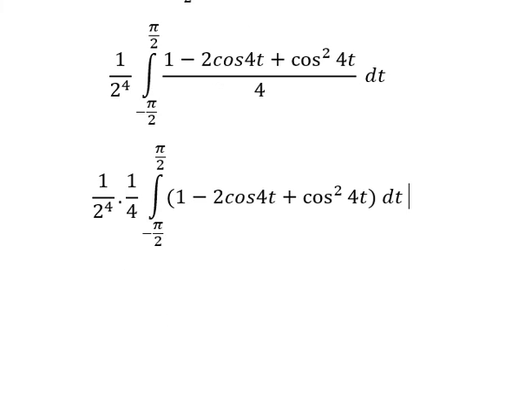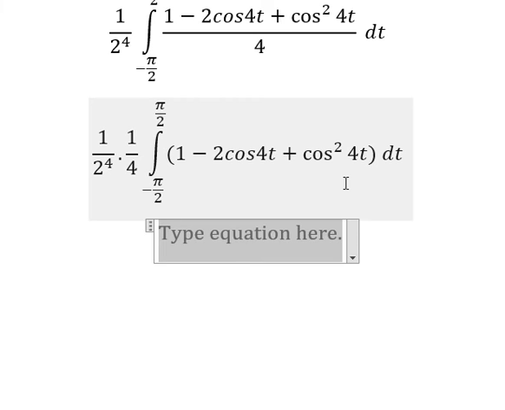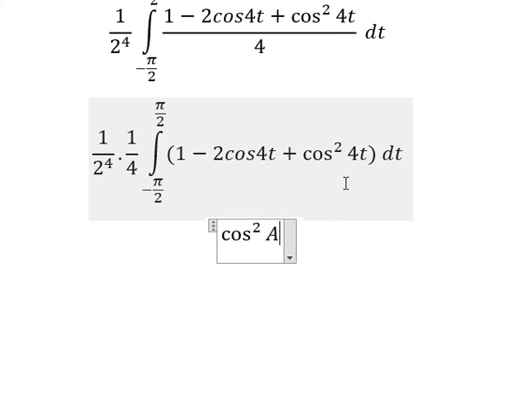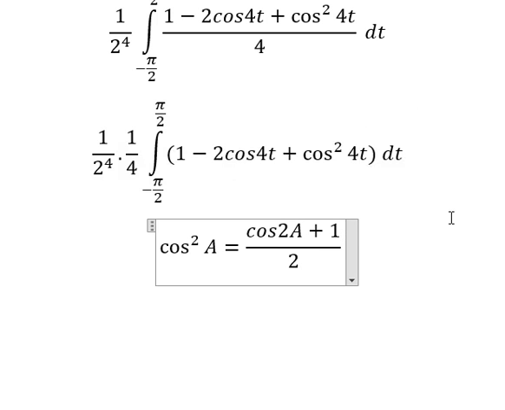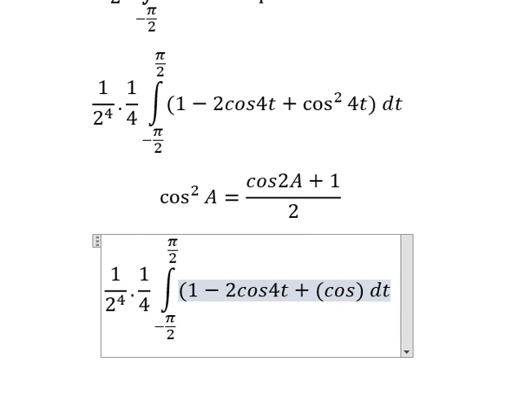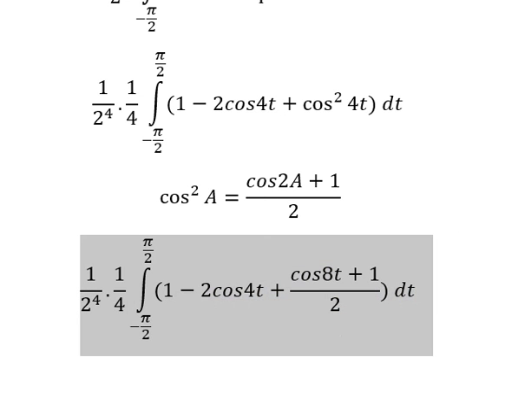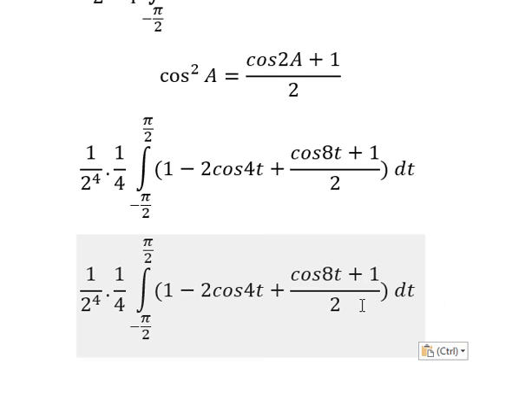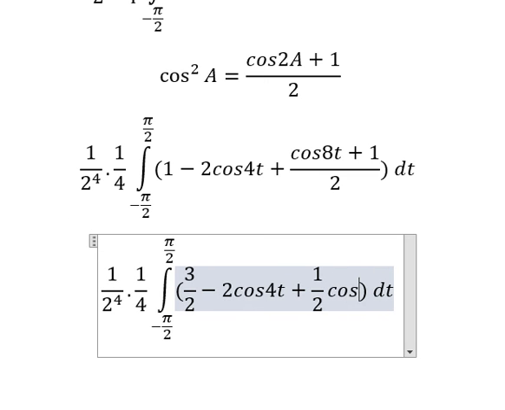Next, we have another formula in here. That is cosine a square equals cosine 2a plus 1 over 2. And we apply the formula for this one in here. And we have cosine 8t plus 1 over 2. So we have 1 over 2 plus 1, and we have 3 over 2. And this one is 1 over 2 cosine 8t.